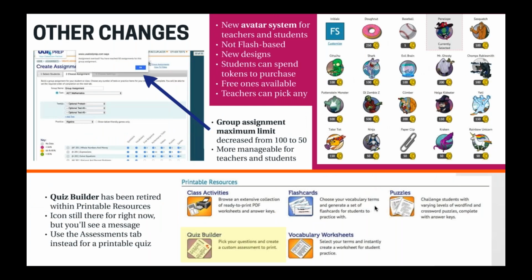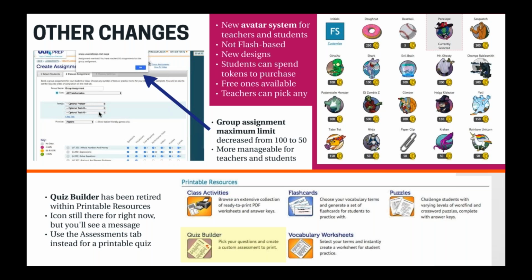And then a few other smaller changes highlighted here. First is our new avatar system. Our avatars no longer require Flash, so Flash is no longer used on our site. We have a bunch of new designs, and this is also something else that students can use their tokens with. So if they're not interested in playing a game, they can buy avatars and collect them. And there are some free options, so if a student doesn't have tokens, they can still have a couple of choices. As a teacher, you can pick any that you want. The tokens don't apply to you.